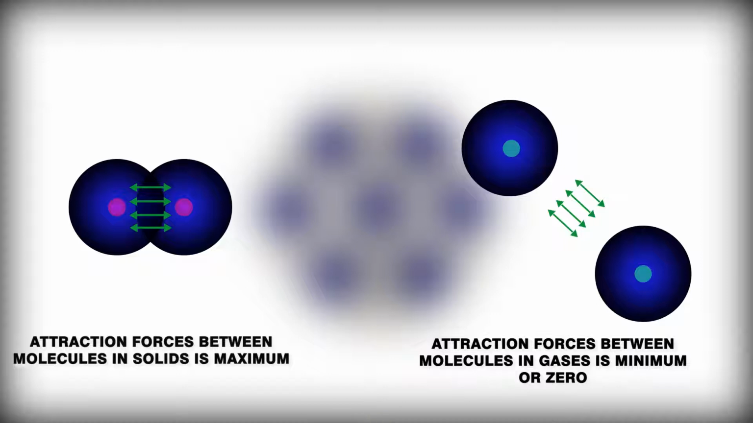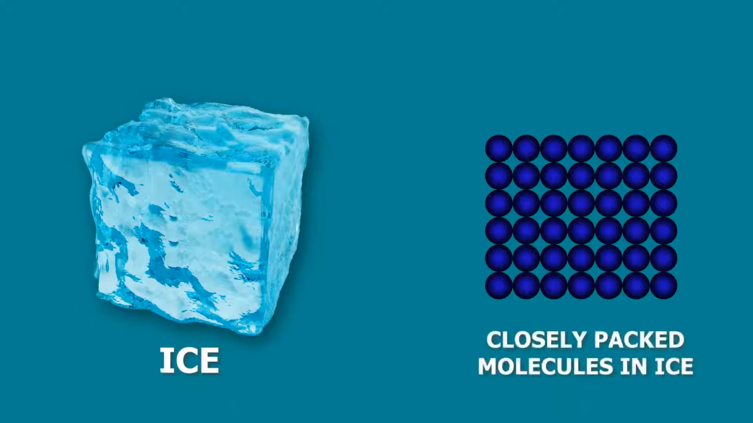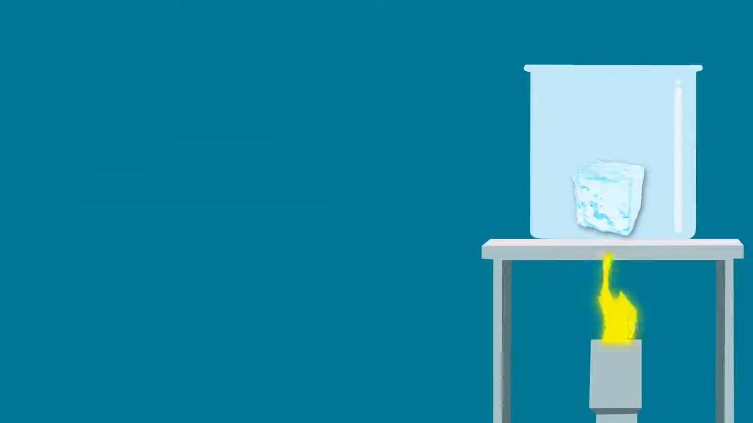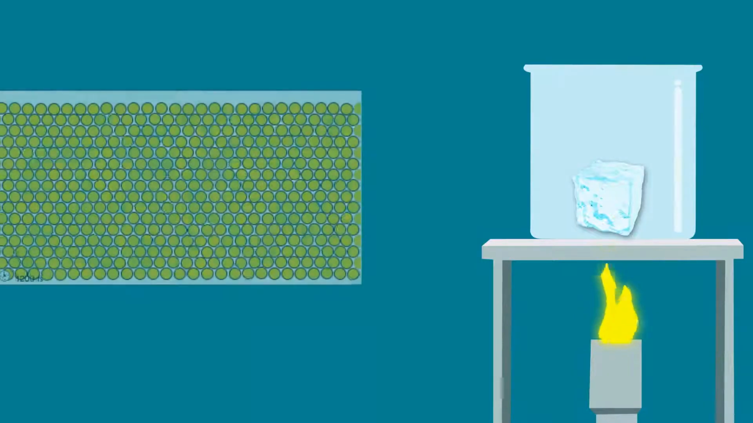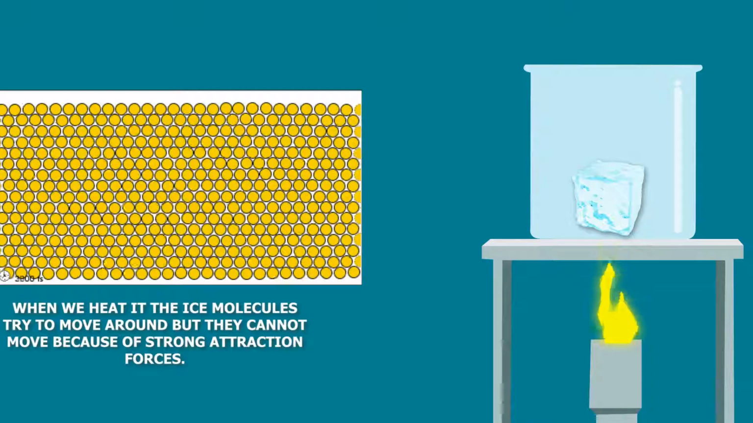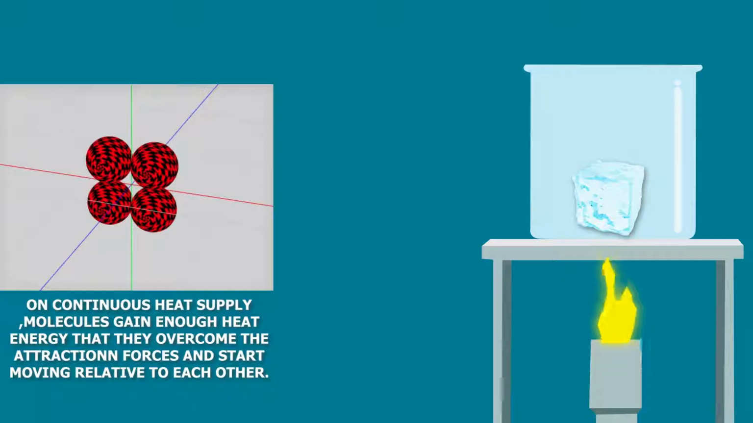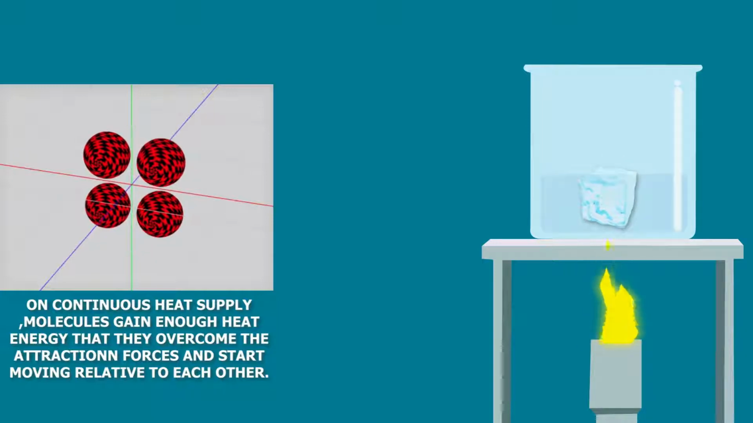Let's see what happens when we add heat energy to solids. For ease, we will take the example of ice. In ice, water molecules are closely packed with negligible movement. When we heat it, because of heat, molecules try to move around, but the attraction force between them does not allow this movement. If we continue to add heat, after some time, molecules have enough heat energy that they overcome the attraction force and start moving relative to each other.